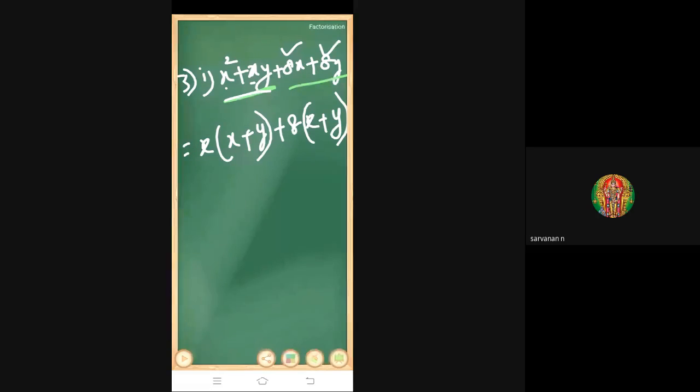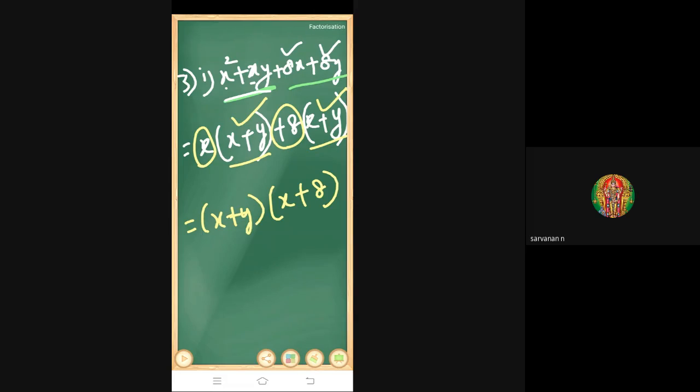Now when you check, x plus y is common. So you have to take x plus y commonly out. What is left out here? X. Plus what is left out here? Plus 8. Yes. Here also x plus y, here also x plus y. So take x plus y commonly out. Here the left out term is x, here the left out term is plus 8. So you just write plus 8. Okay, children? Understood? Yes, ma'am.